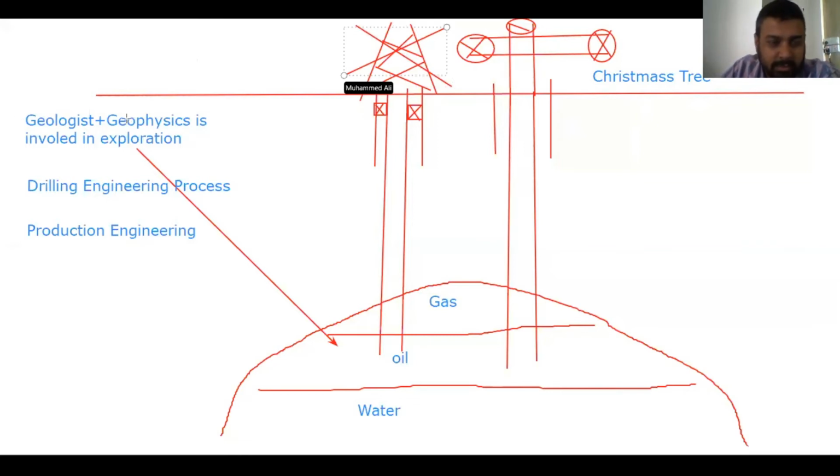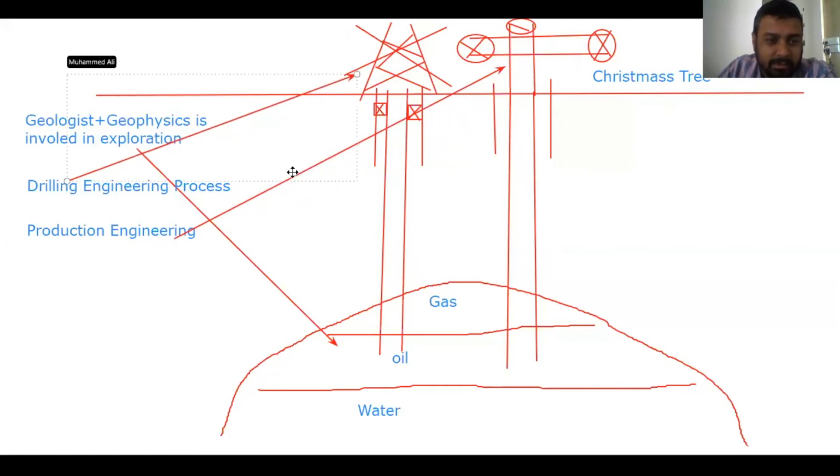So from the geology department, they find the oil and gas. Drilling engineering department, they actually drill the wells. Production engineering department, they actually manage those wells. They produce those wells. So the structure of this is the production engineering job. Okay, this drilling process is the drilling engineering job. Then we have one more domain. We call it reservoir engineering.